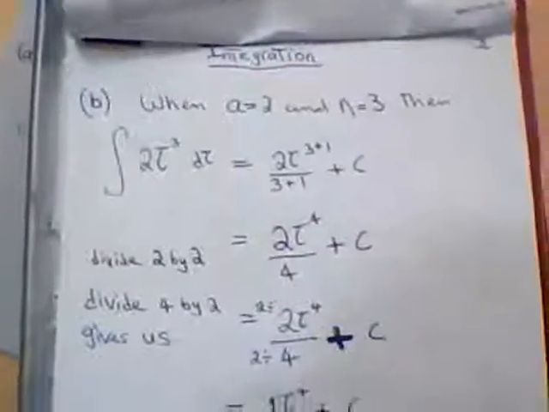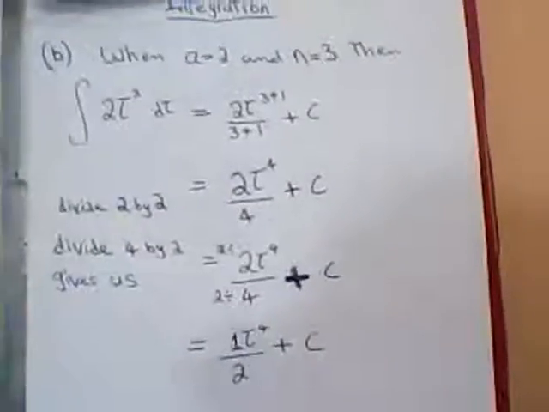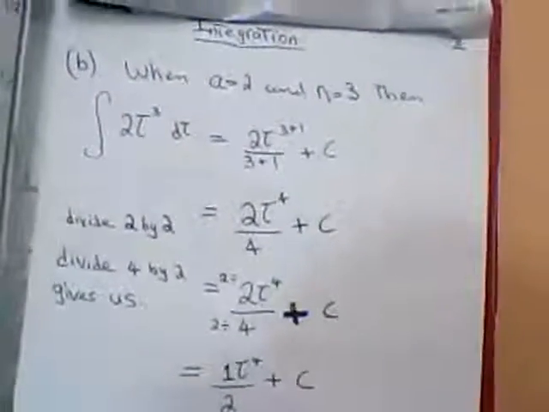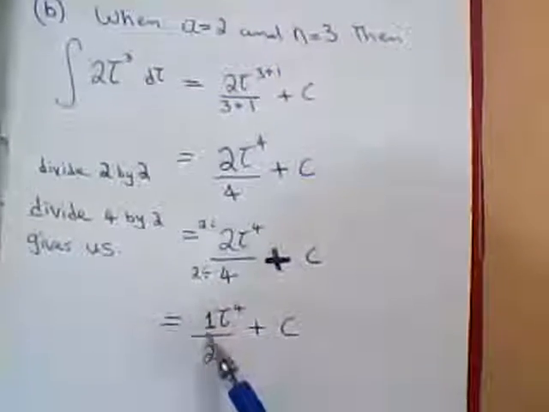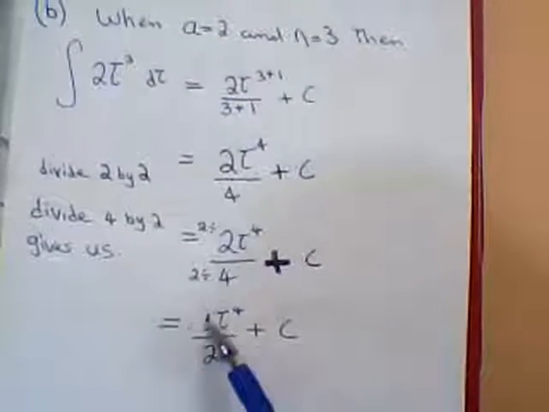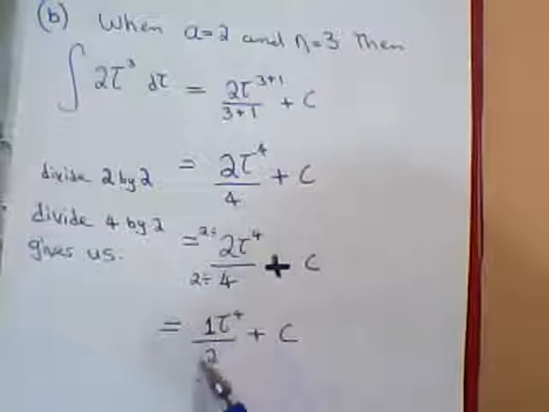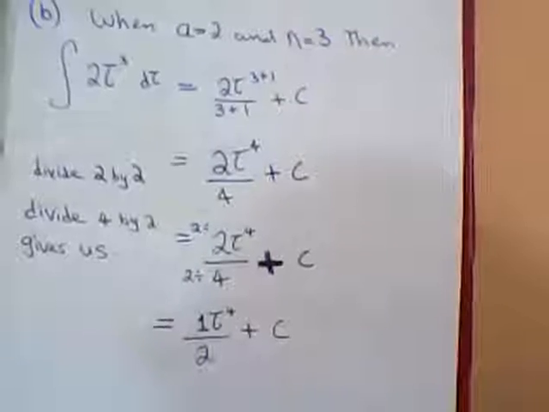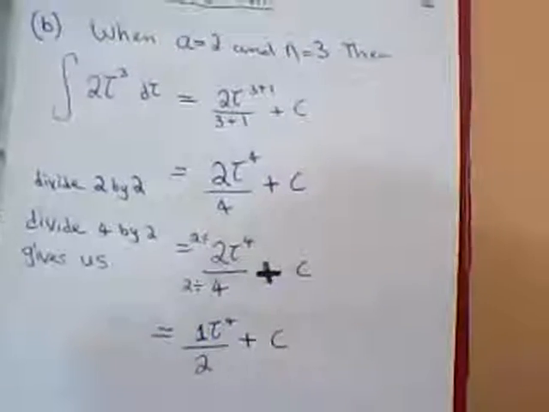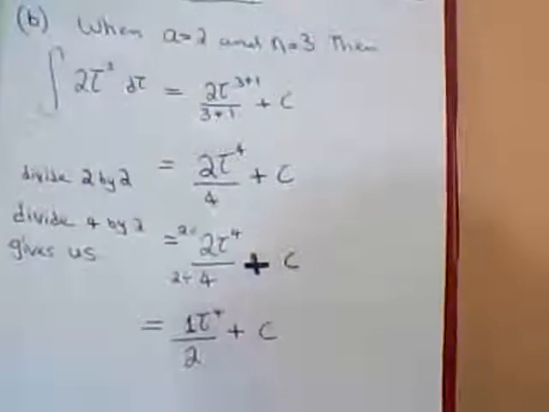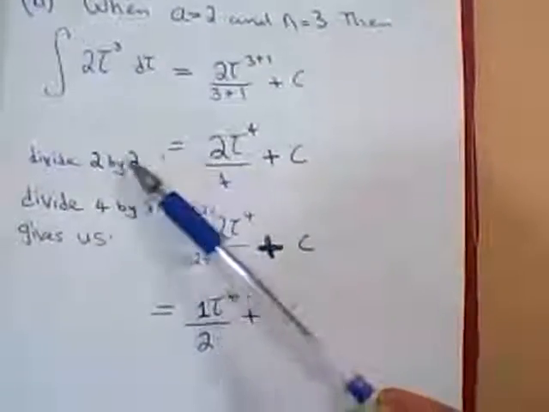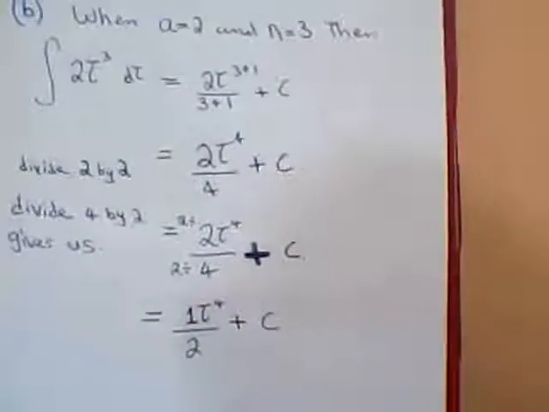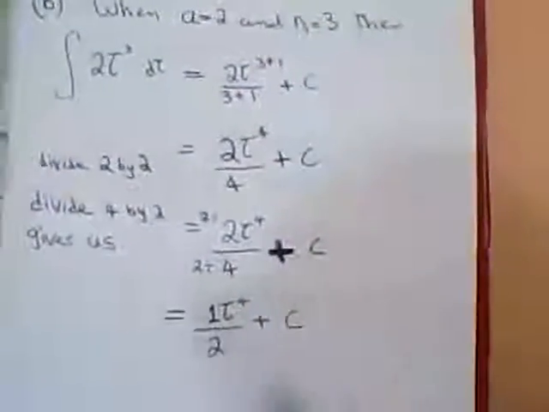Let me just make sure that this can be seen. So therefore, the end result of this is 1t to the 4 over 2, plus c. And again, all I'm trying to do here is to show you how we have achieved these values in respect to the final solution of this question being asked.